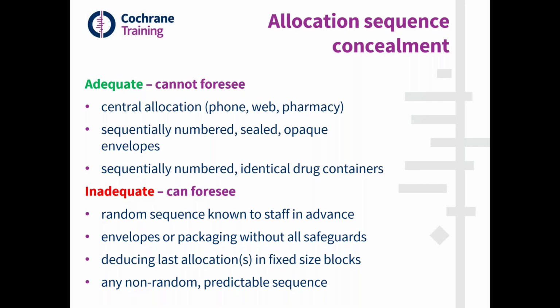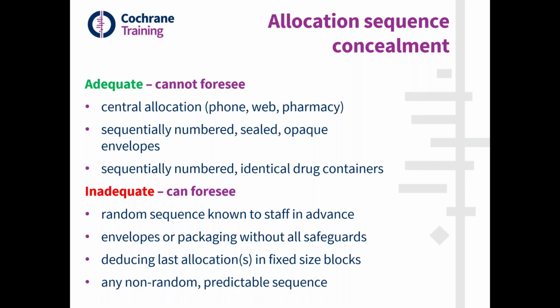But with these techniques, it's really important that all of the safeguards are in place. So as I said, with the envelopes, it's really important that they're numbered, sealed, opaque, that the envelopes are opened sequentially, and only after the envelope has been irreversibly assigned to a participant. And there's quite a lot of evidence that if these checks aren't all in place, there seems to be some susceptibility to manipulation.